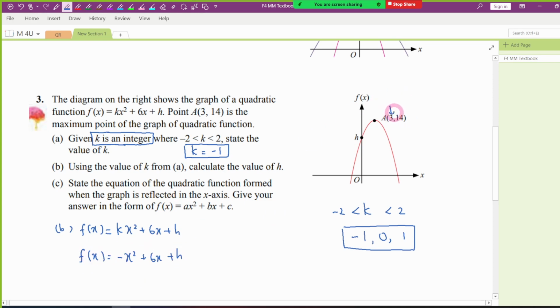So this is x, this is f of x. It means that when x is equal to 3, f of x will be equal to 14. Or you can just think y is equal to -x squared plus 6x plus h is actually the same thing. At point A, 3, 14. So this is equal to 14 for y. And the x, I will replace them by 3.